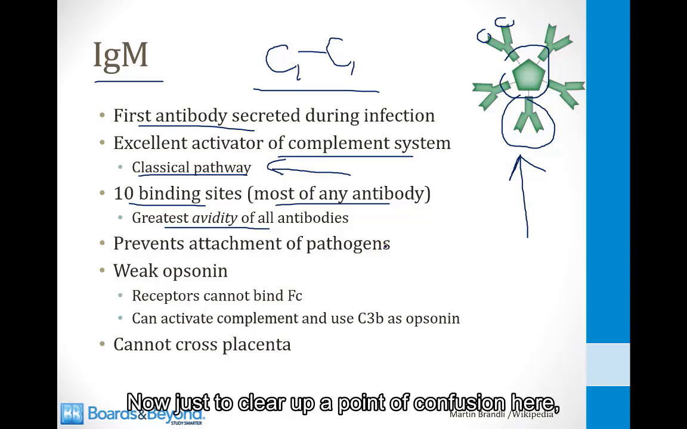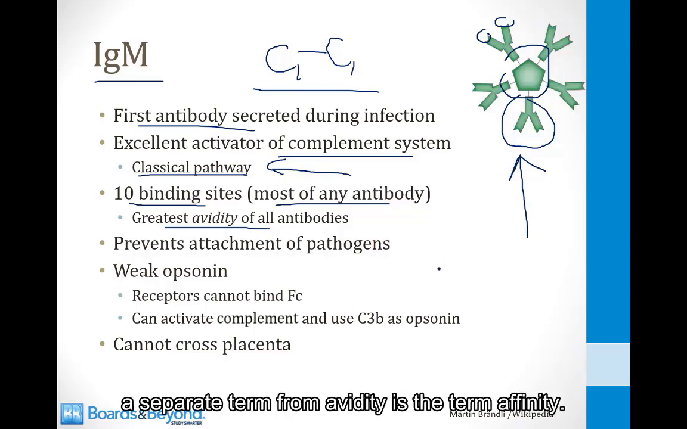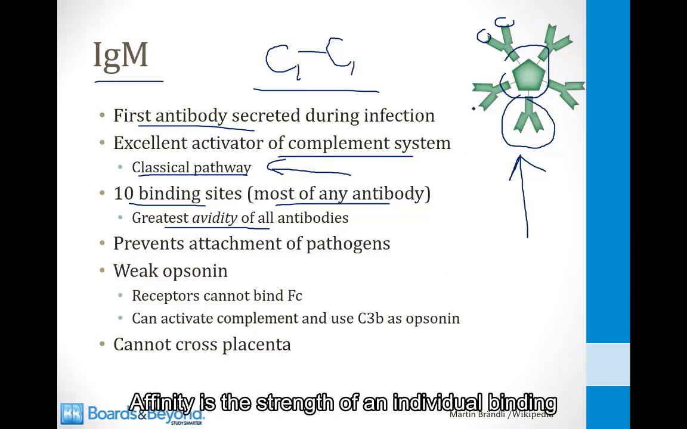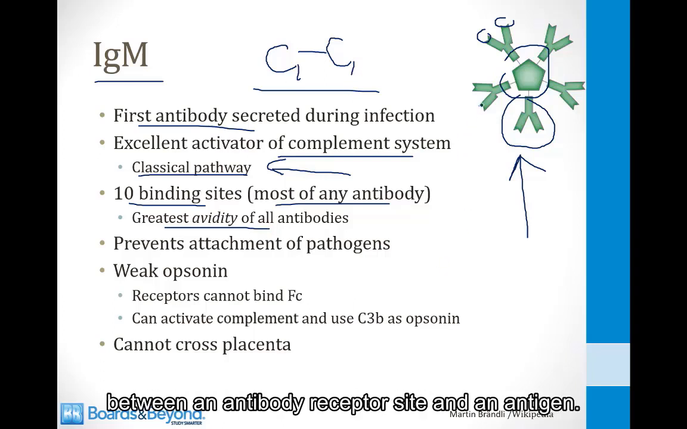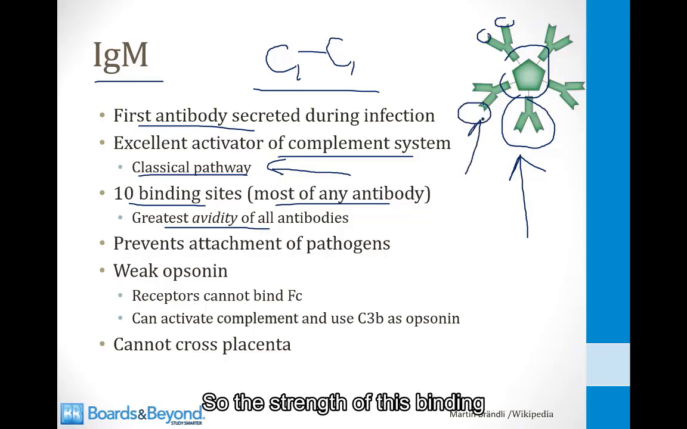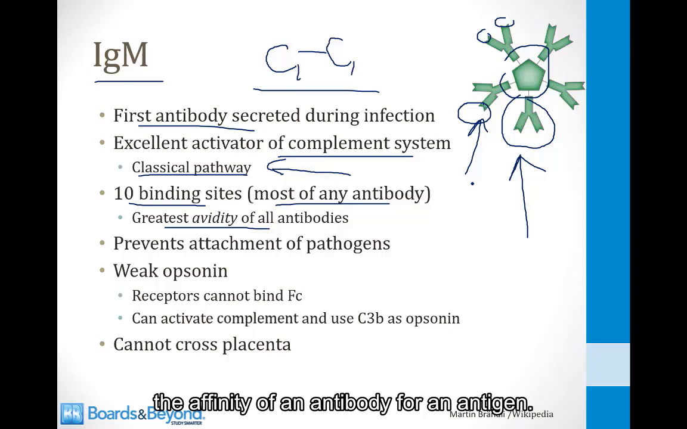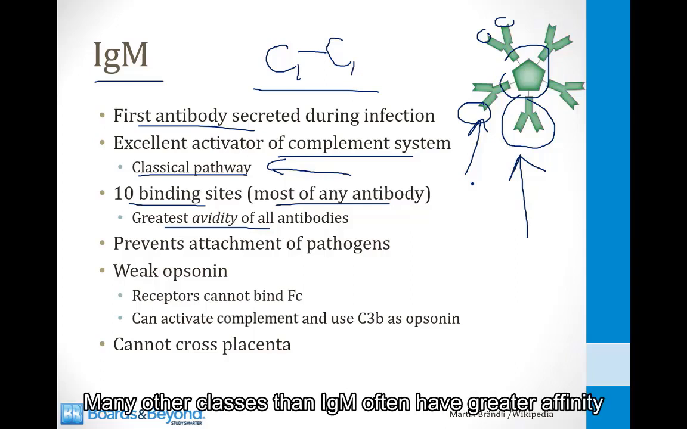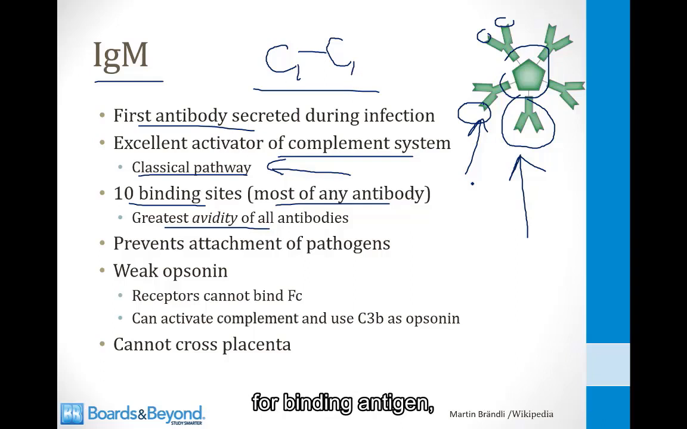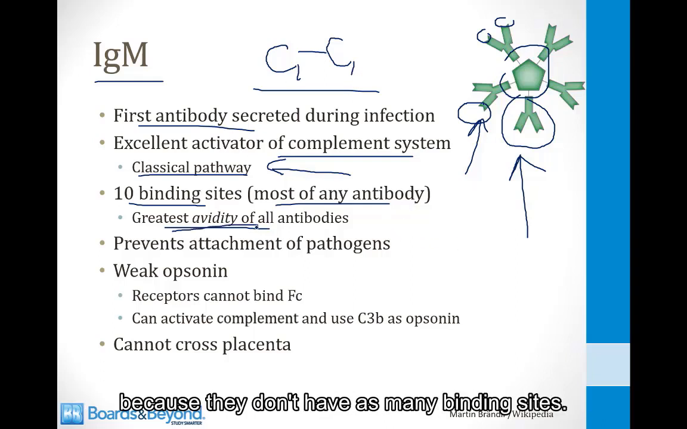Now, just to clear up a point of confusion here, a separate term from avidity is the term affinity. Affinity is the strength of an individual binding between an antibody receptor site and an antigen. So the strength of this binding to one site is called the affinity of an antibody for an antigen. Many other classes than IgM often have greater affinity for binding antigen, but they do not have greater avidity because they don't have as many binding sites.